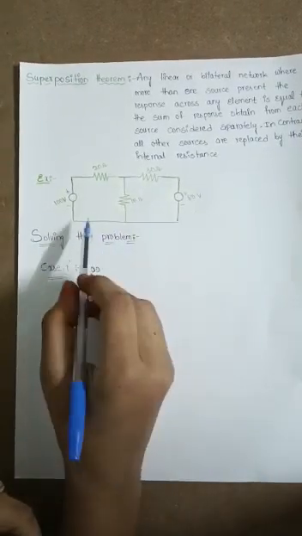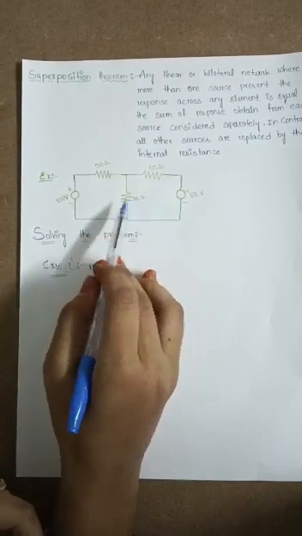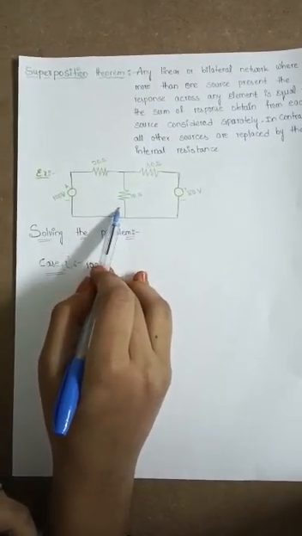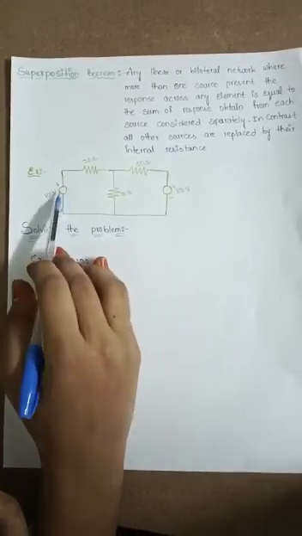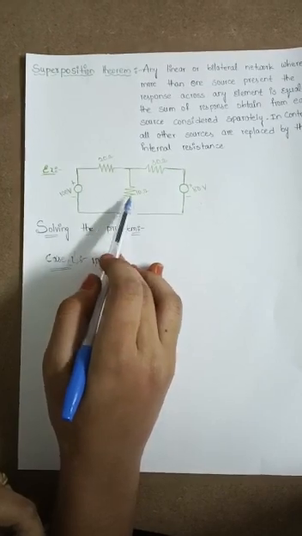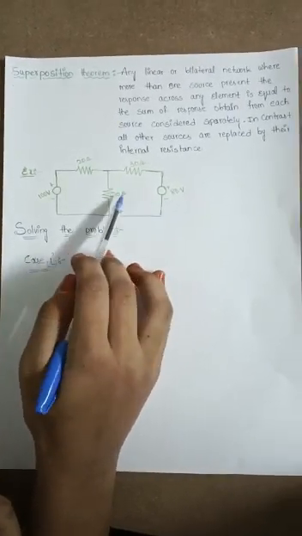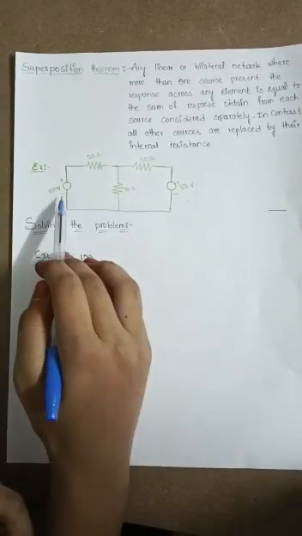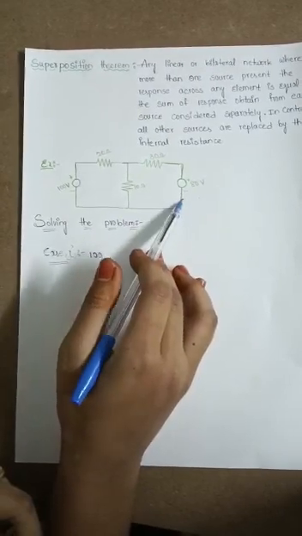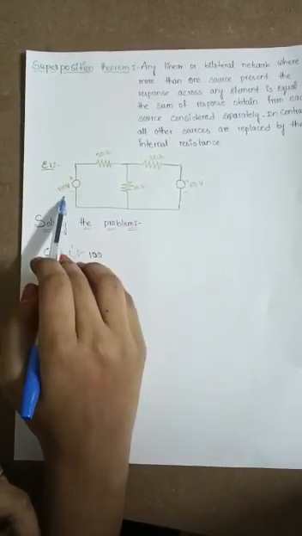It means that in a network containing more than one source, the current through any resistor is equal to the sum of the current from one source to that element and the current from the other source to that element. When one source is active, the other source is inactive. If this source is active, this source is inactive.